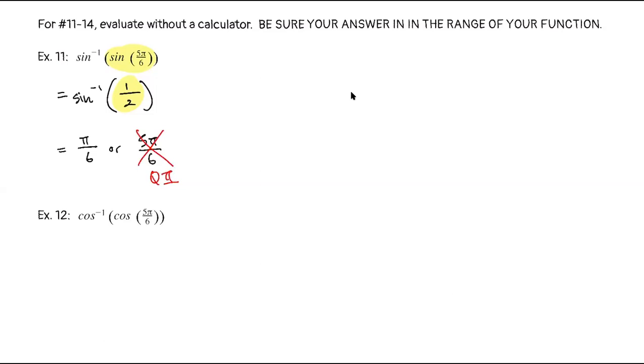Now we just have to double check. Is π/6 a number between negative π/2 and π/2? Do I have to rename it? In this one, it turns out we do not have to rename. If we cancelled the sine and inverse sine, you'd think our answer would be 5π/6. But it's not. 5π/6 would be the wrong answer.